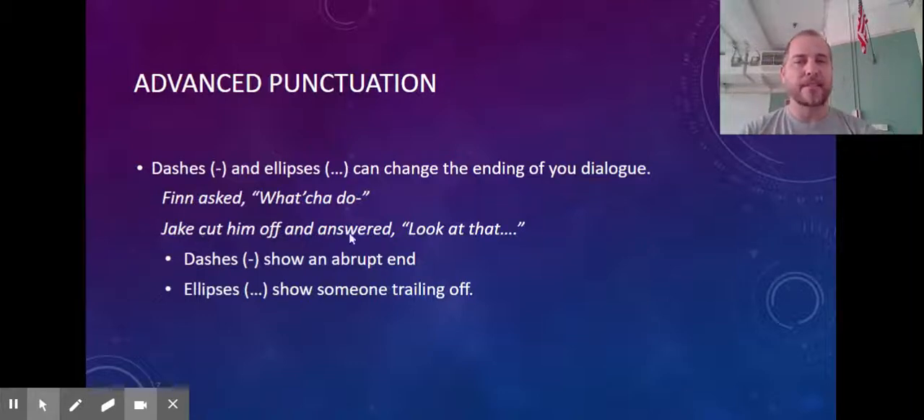Ellipses mean that somebody's kind of trailing off. It's like somebody being like, "Look at that..." They lost their train of thought or they got distracted by something. It's kind of that general, "Hey, what do you think?" It shows that something is happening that's making them lose their train of thought, not immediately, but slowly and gradually. And so these types of punctuation can really help your writing if used effectively.